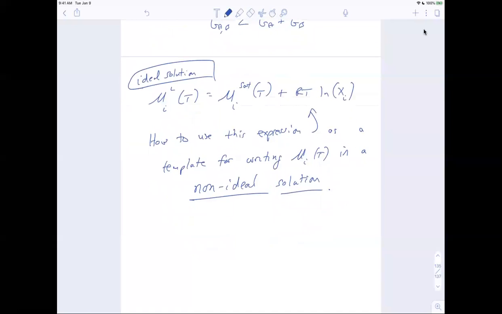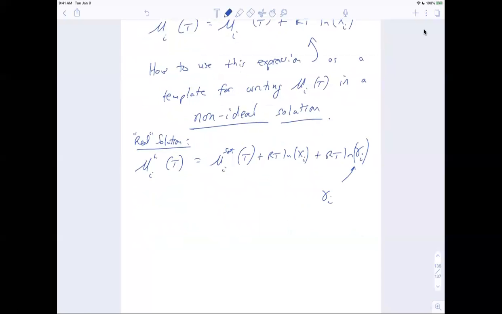Well, what we're going to do is just a very simple thing. What we're going to say is that mu I liquid, now for a real solution, so we'll call this real or non-ideal, is just going to be equal to what we have before, plus RT natural log x sub I, plus, and we're going to write it this way, RT natural log gamma sub I. So I'm going to introduce something called gamma sub I. This is called the activity coefficient of species I, okay, in solution. So gamma I, that's the definition.